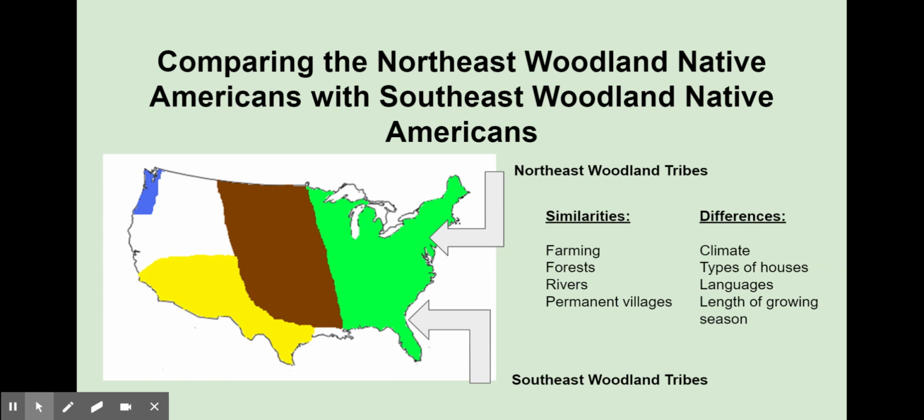Another similarity is that people in both regions lived mostly in permanent villages. The differences were affected largely by different climates, which led to different types of homes and different food due to the length of the growing season. They also had different language families.